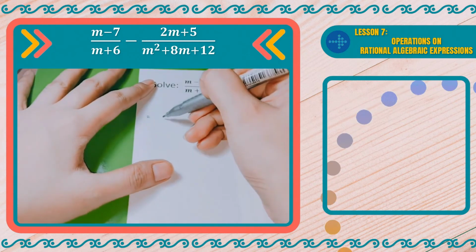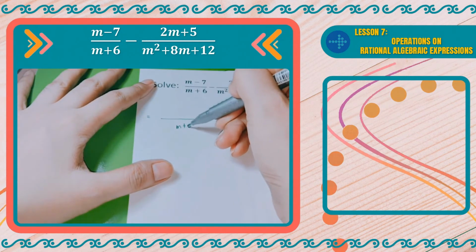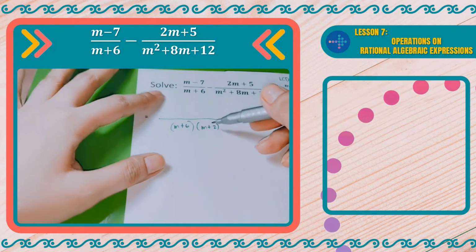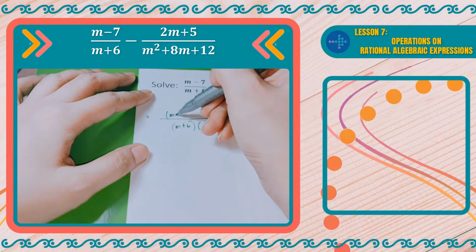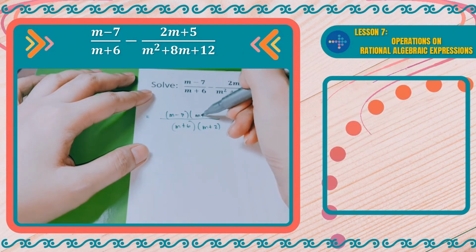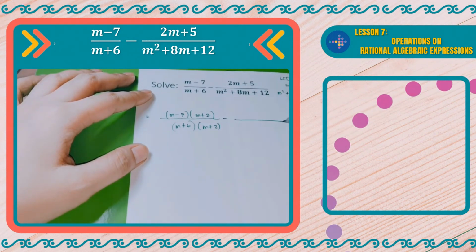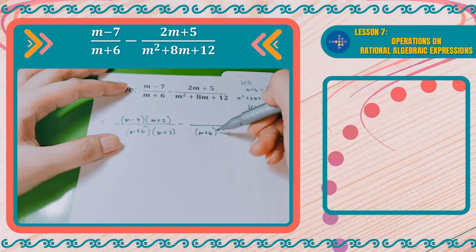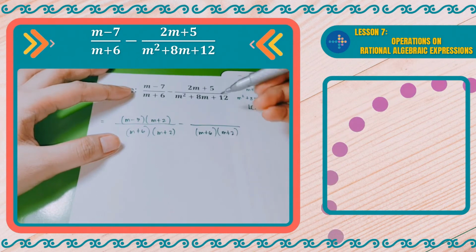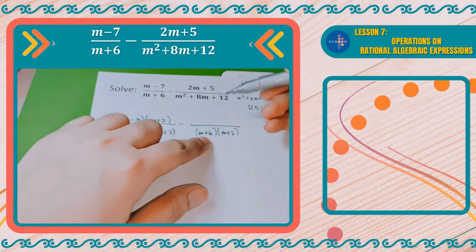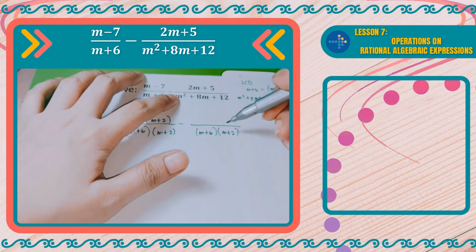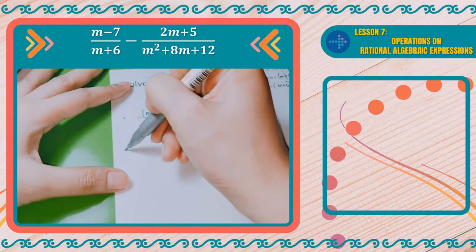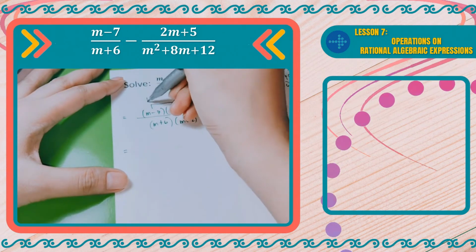So, divide LCD by m plus 6, ang magiging sagot ay m plus 2. So, si m minus 7 multiplied to m plus 2. While the other expression, so yung LCD natin, since pareho lang sila, this LCD divided by itself is equal to 1. So, 2m plus 5 pa din. Then, simplify natin to using FOIL method.